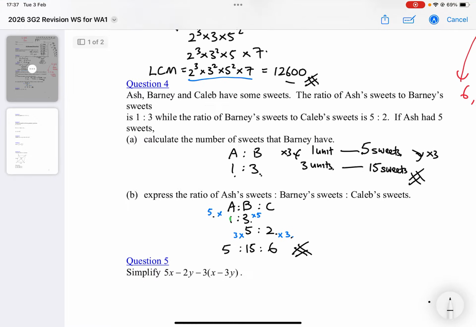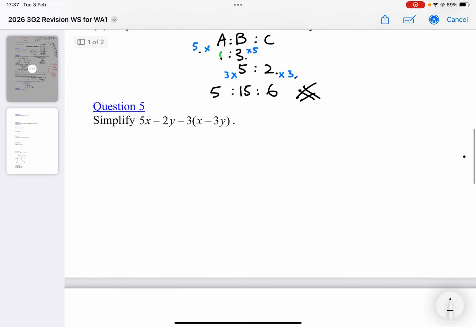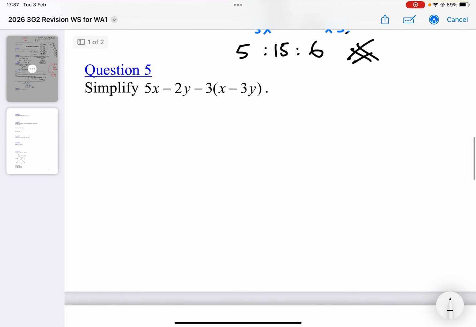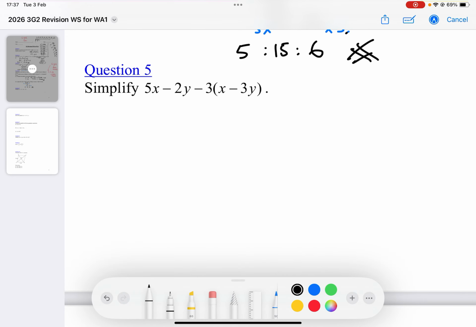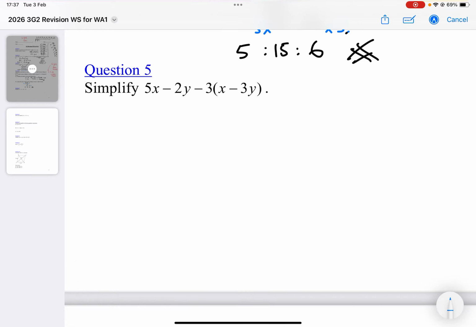Okay, question 5. When I'm looking at question 5, there is a string of numbers and alphabets. But when I look at all these things, I must be clear what is happening. Actually, 5x means 5 times x. So 5 times x already, I need to minus 2 times y.